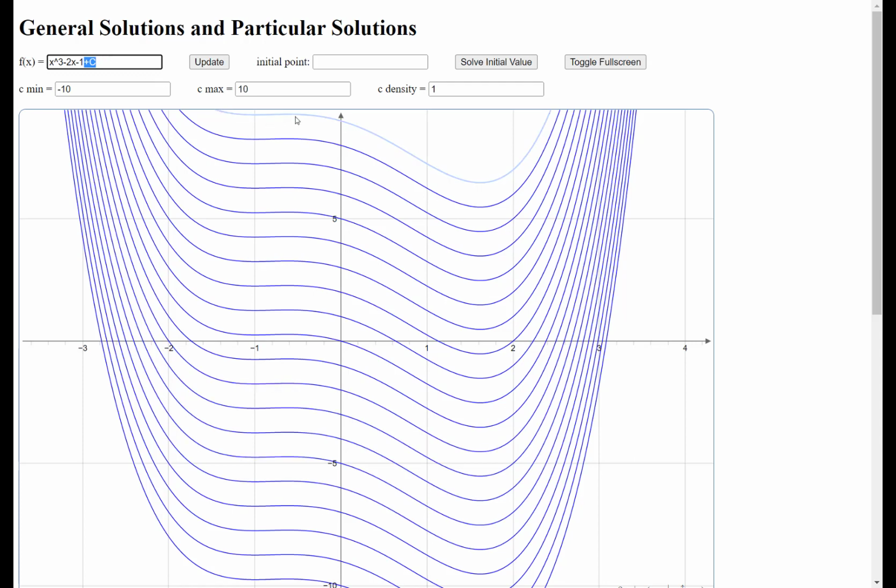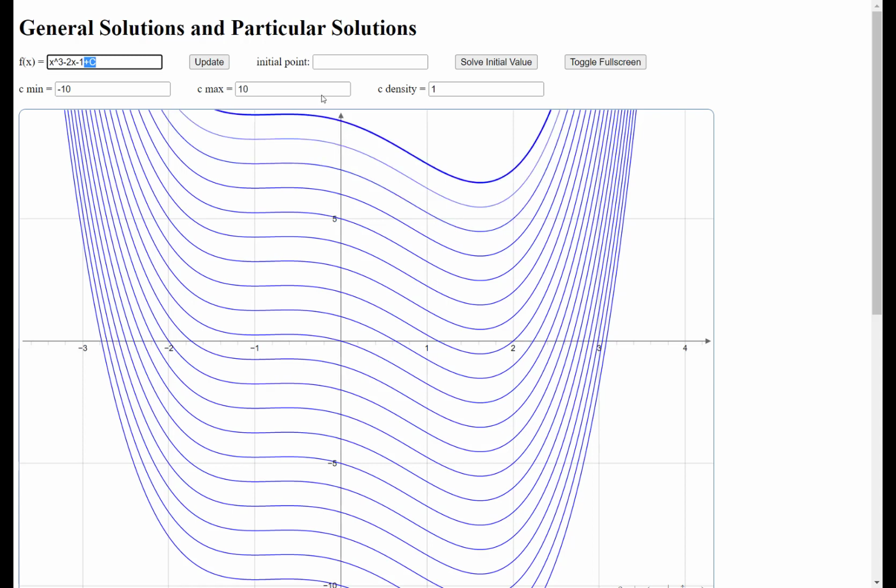Whatever c is, and I've got this coming from just different integer values, but it could be fractional or decimal or what have you, the curve would have the same basic shape. You can see that all of these have the same basic shape. It's just shifted up or down. That's the only thing that constant would do. Now, for all of these curves, there would only be one that actually passes through a specified point.